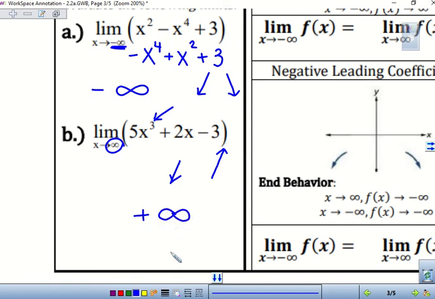So that is how you determine end behavior for polynomial functions. I would expect you to be able to determine the limits going to infinity without graphing software for these, okay? So you will not be provided a graphing calculator on questions like this. You should be able to do it without one, just knowing the rules of end behavior.